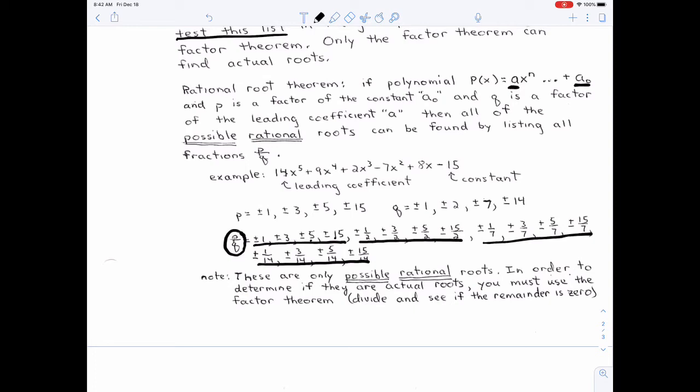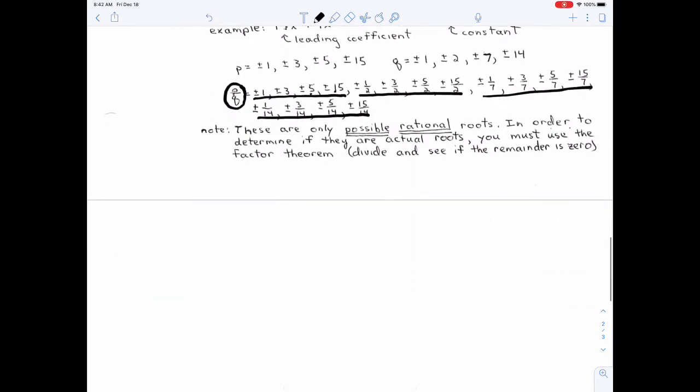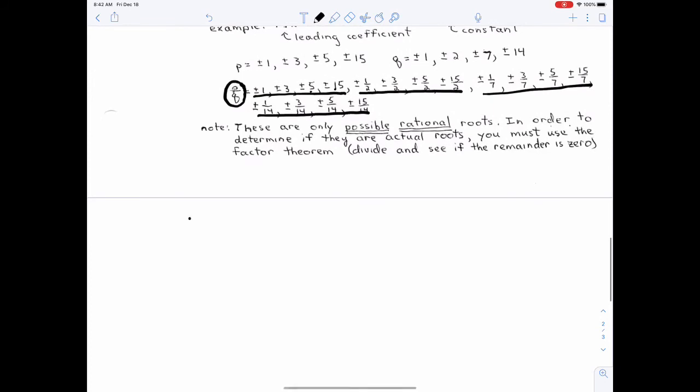By the way, obviously, I haven't done anything with this problem. I'm just showing you the rational root theorem right now. In the next video, I'll show you actually how to complete a whole problem. But I'm just going to do one more example, just for the sheer joy of it, for the love of math. Okay.